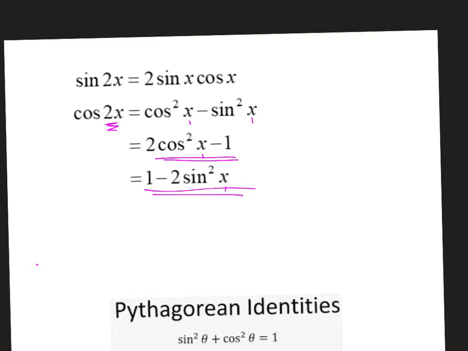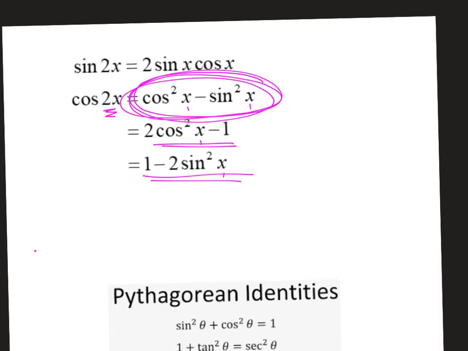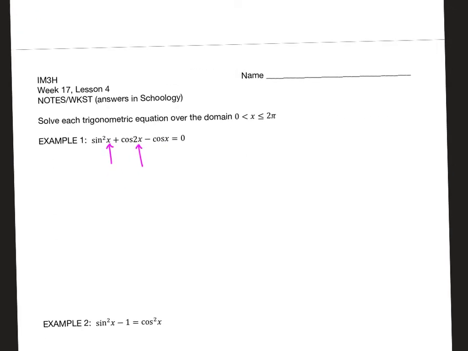This particular problem that I'm working on has both sines and cosines, so I'm going to use this one. I'm going to make a substitution. So when I go back to this problem and make a substitution right here, it will look like this. Sine squared of x plus, now here's where I'm changing that cosine 2x into cosine squared x minus sine squared x, minus cosine x equals 0.